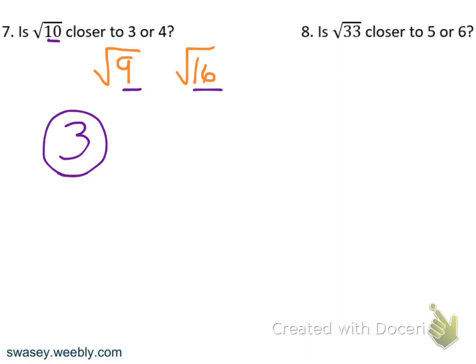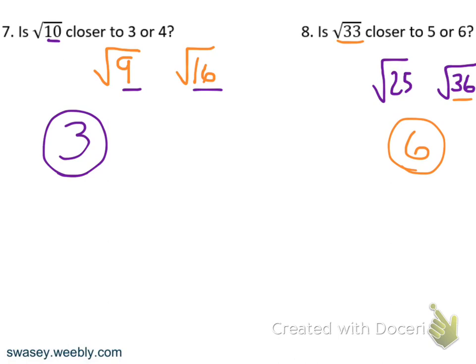Number 8, what number can you take the square root of and get 5? Well, it's 25. What number can you take the square root of and get 6? That's 36. So 33 is closer to 36. So we would say that the square root of 33 is closer to 6.